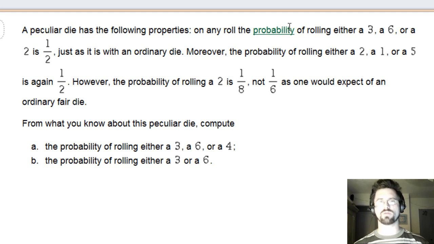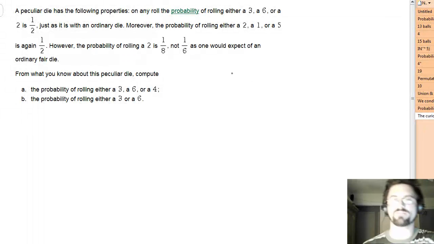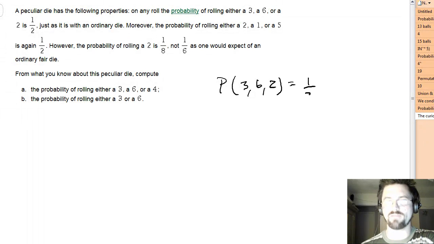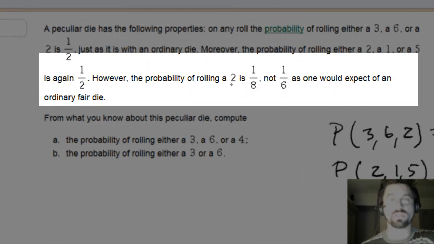It says on any roll the probability of rolling a 3, 6, or 2 is a half. Well, that's normal. Your chance of rolling any selection of 3 numbers on a typical die is a half, because 3 out of 6 is 1/2, just as with the ordinary die. Moreover, the probability of rolling a 2, 1, or a 5 is also a half. So we have P of 3, 6, or 2 equals 1/2, and P of 2, 1, or 5 equals a half also. However, the probability of rolling a 2 is 1/8, not 1/6.